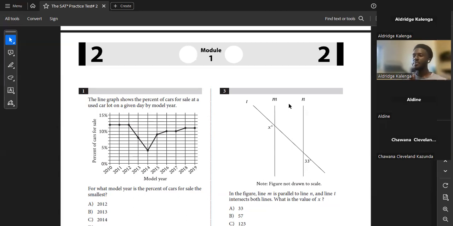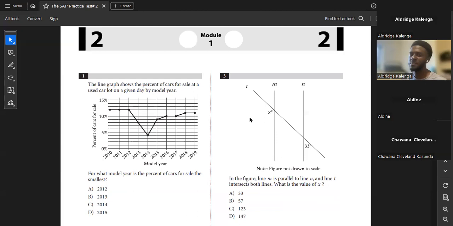All right. Question one says the line graph shows the percent of cars for sale at a used car lot on a given day by model year. Auden says choice C. So for what model year is the percent of cars for sale the smallest? I haven't read the question, but let's see. All right, I see.